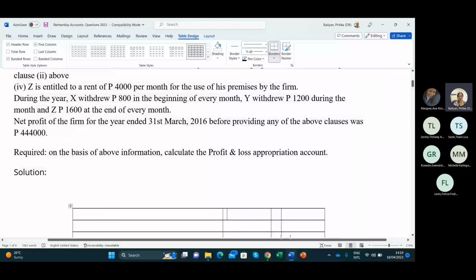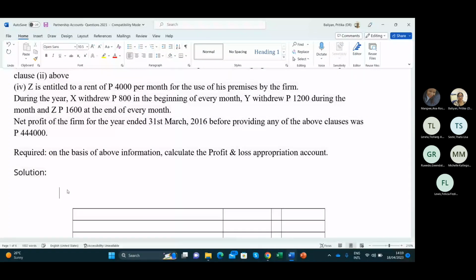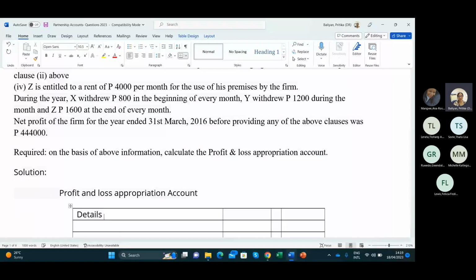Okay, so on the first column, you will write the heading on the top: Profit and loss appropriation account, right? And the first column is for the details. Are we all together? Are you also writing? Yes, ma'am. Okay.